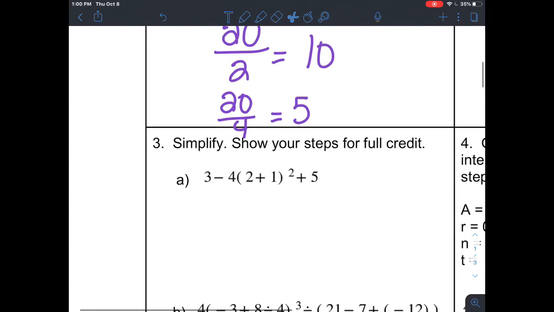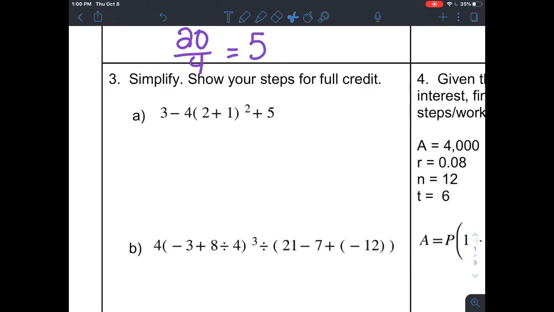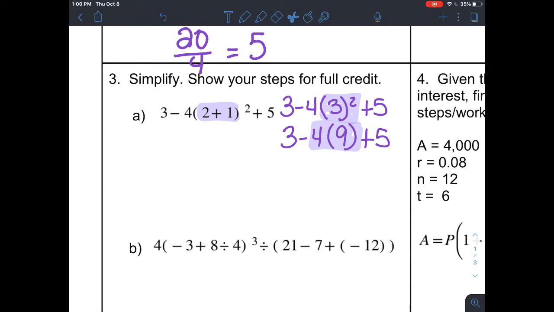And then moving on to number 3, we're going to simplify and show your steps for full credit. So the more work shown, the better, pretty much. I'm first going to combine what's in my parentheses, following the order of operations, PEMDAS, parentheses go first. So 2 plus 1 was 3, and then I rewrote it, and then I'll square for the exponent. I'll square that 3, which just leaves me with a 9.